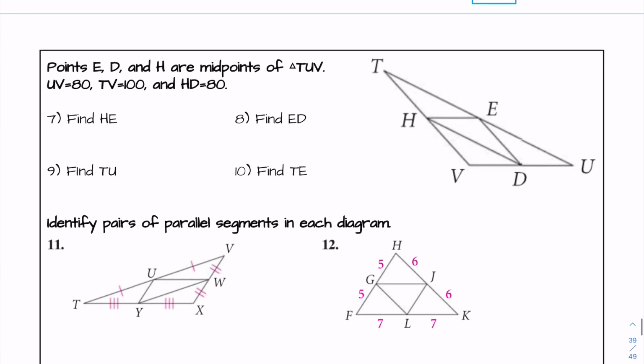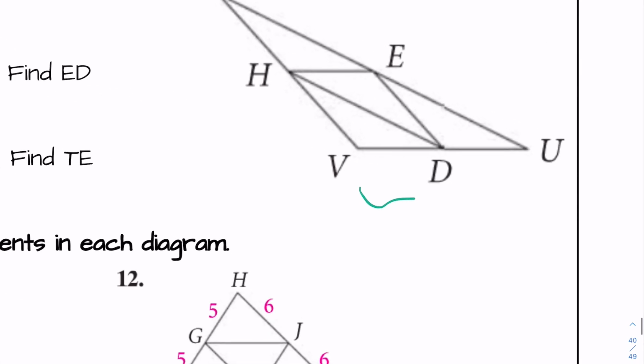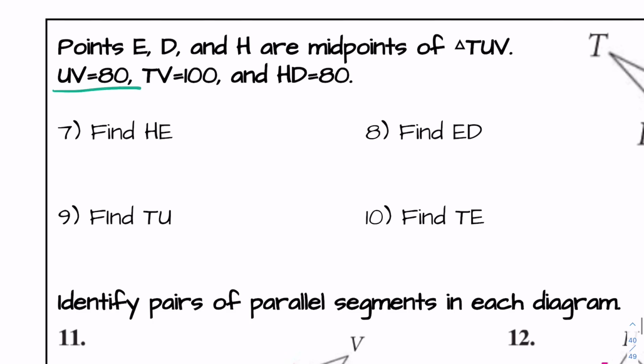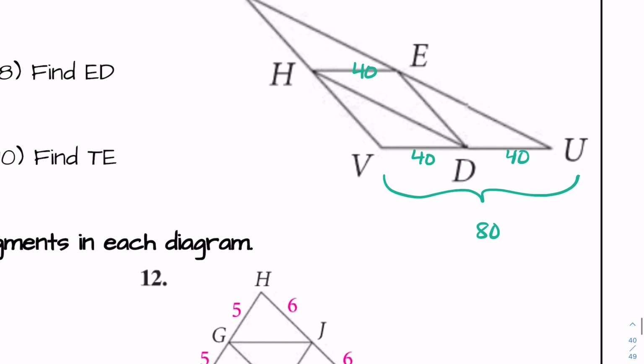All right, next one. Points E, D, and H are midpoints of TUV. Perfect. UV is 80. So if UV is 80, that makes this one 40. This is what I like to do. To be honest with you, I like to just kind of draw them all in as I get my information because they're so easy sometimes. Like this one, if UV is 80, the whole thing is 80. That makes that 40. That makes that 40. That makes this one 40. Boom, and I'm done with that.